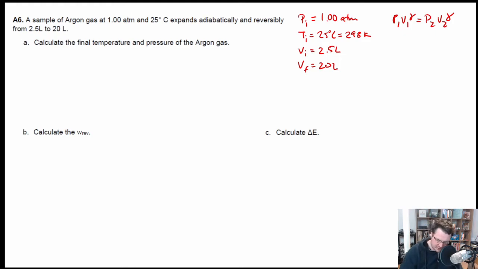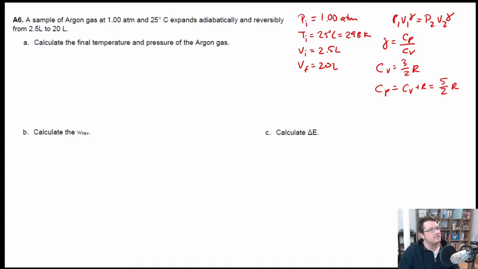And so the definition of gamma is equal to Cp over Cv in this case. And I didn't give you specifically in this problem what Cp or Cv are, but you can calculate what they are, because we know that we're working with a monatomic ideal gas. And so we know that the definition of Cv for a monatomic ideal gas is 3/2 R, and R is the ideal gas constant. And we know that Cp is equal to Cv plus R, which then tells us that it's going to be equal to 5/2 R in this scenario.